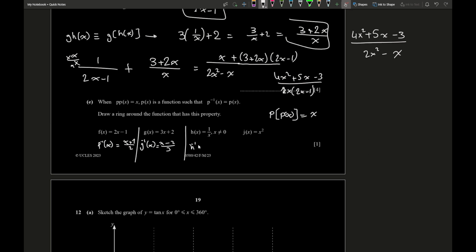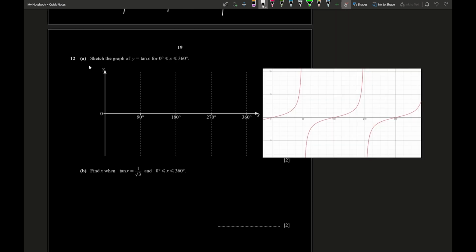But the inverse of h of x is also equal to 1 over x, and the domain is x cannot be equal to 0. So this is the correct answer. And obviously the inverse of j is going to be equal to the square root of x, which is obviously incorrect. Okay, question number 12, part A.